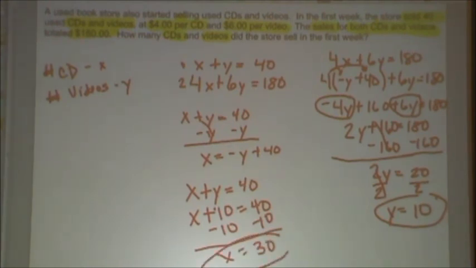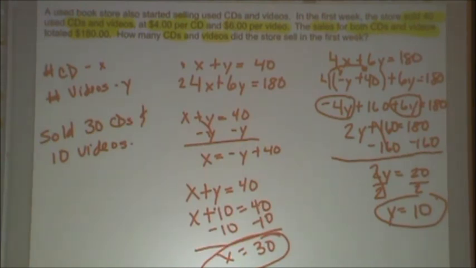But remember, any monkey can find X and Y. We need to find out how many CDs and how many videos. So if I come back over here, since I've written that the CDs is X, I know they sold 30 CDs. And my Y is my videos. Y was 10, and 10 videos. And that's my answer.